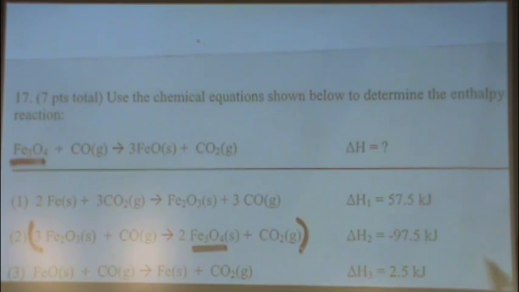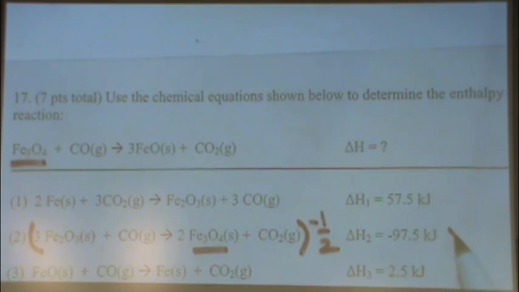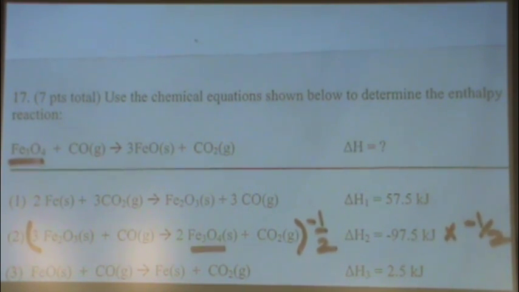What am I going to multiply this with? Yeah, a -1/2, which means I multiply this by -1/2. What does that do? I need that Fe3O4 on the reactant side. That's what the negative does. And 1/2 times 2 of them will make 1, which will match with my top reaction.